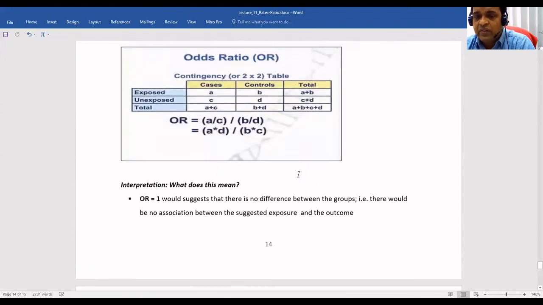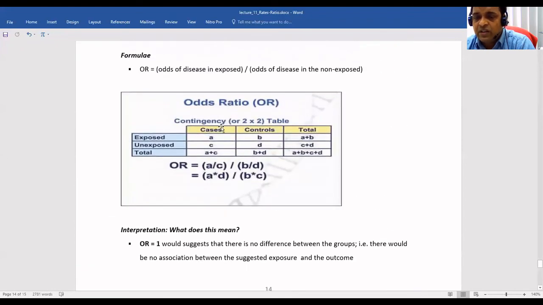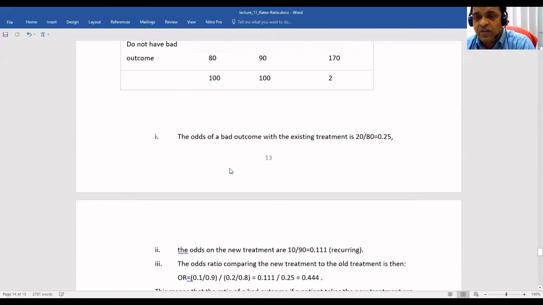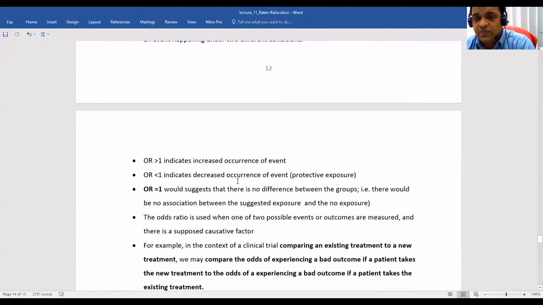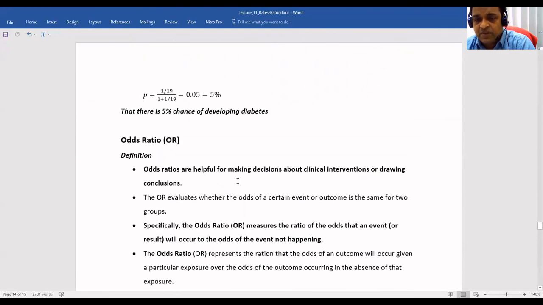So we can use the odds ratio for the case-control group, for who have risks and who have less risk, the unexposed group. So this is all for odds and odds ratio. You need to do more practice. I'll give you more examples, more exercises.